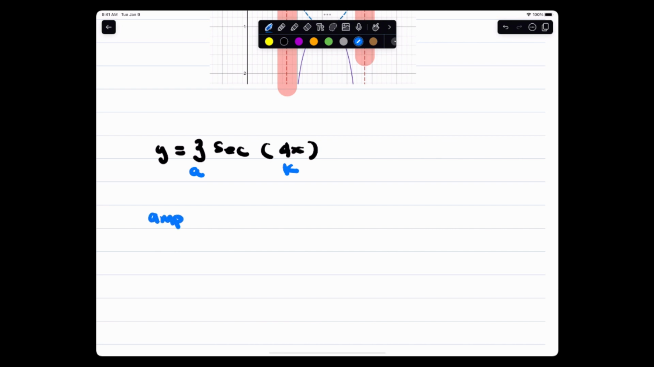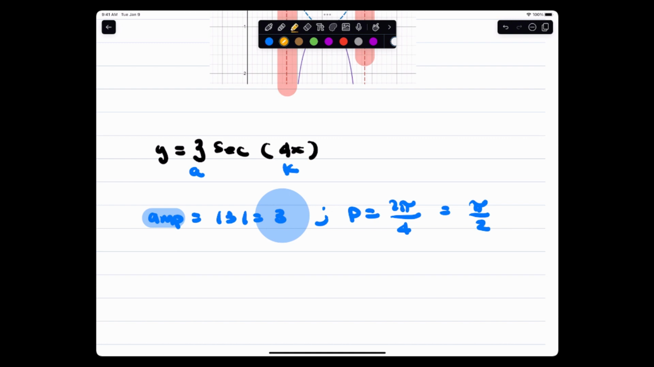The amplitude is the absolute value of 3, which is what? 3. What's your period now? 2 pi over K, is that right? Which will be, what is K here? 4, and what does that give you? It's pi over 2. So, ladies and gentlemen, you get the amplitude being what? 3, and you get your period being what? Pi over 2.